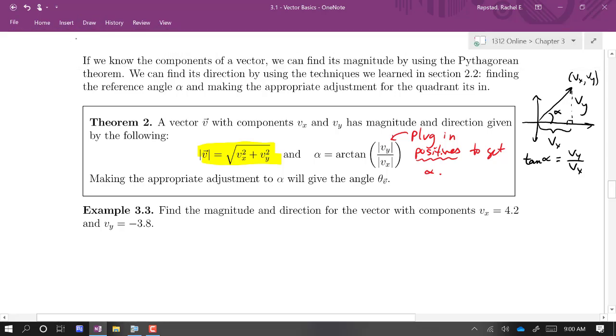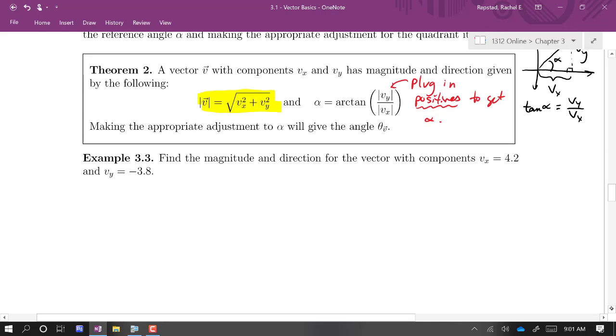And then we find the angle that we're looking for by making the necessary adjustment, just like we learned in the last chapter. Right? If I want a second quadrant angle, I'm going to take 180 and subtract alpha.